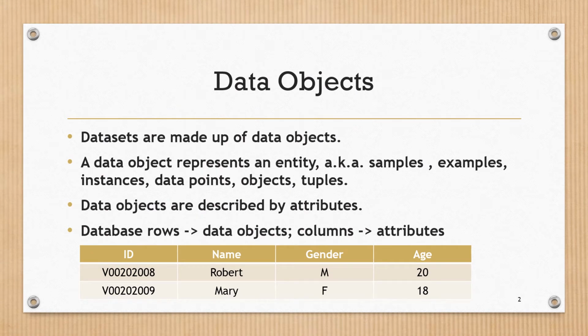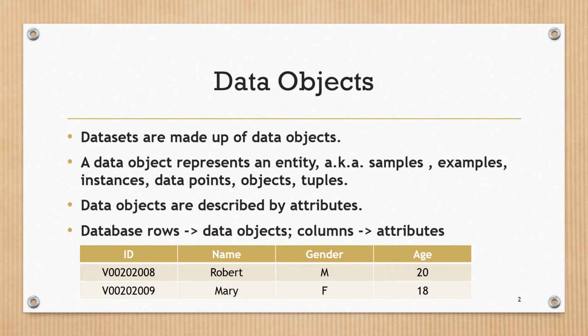As you have learned, data is the core of data mining. But what is data? Data sets are a collection of data objects, each of which represents an entity, also known as samples, examples, instances, data points, objects, or tuples. Data objects are described by attributes.